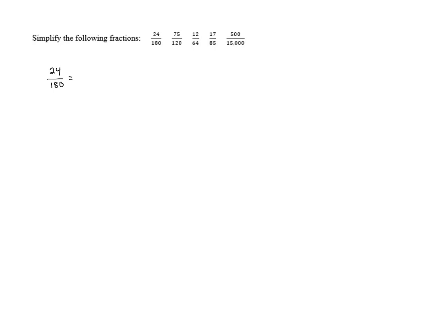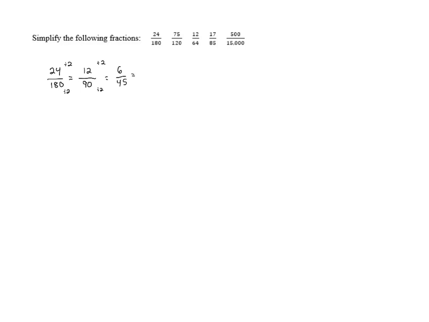So here, 24 and 180 are both even. So we can take the top and bottom and divide them both by 2. 24 divided by 2 is 12. 180 divided by 2 is 90. So we have 12 over 90. Now at this point, I recognize that both of these are even again. So I'm going to divide by 2. And when I do that, that gives me 6 over 45.